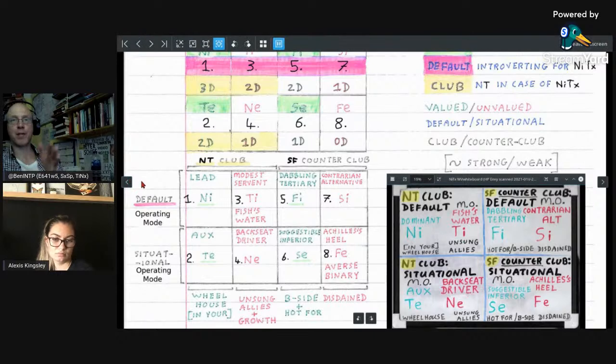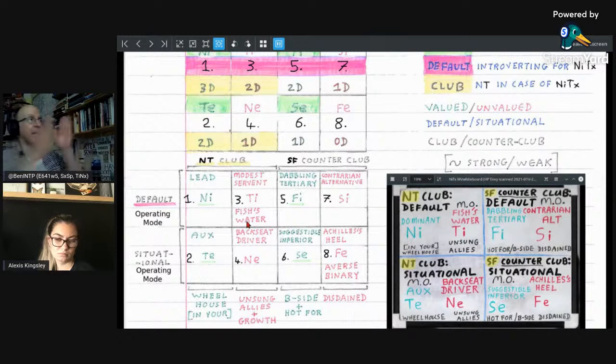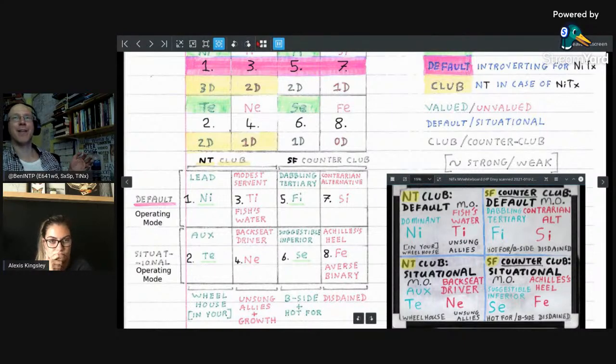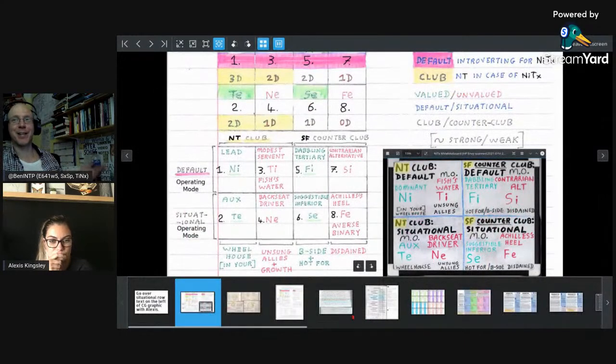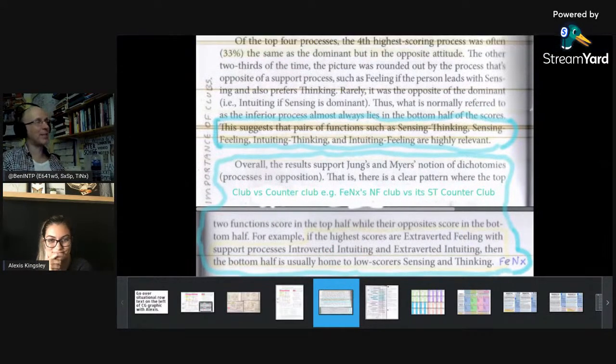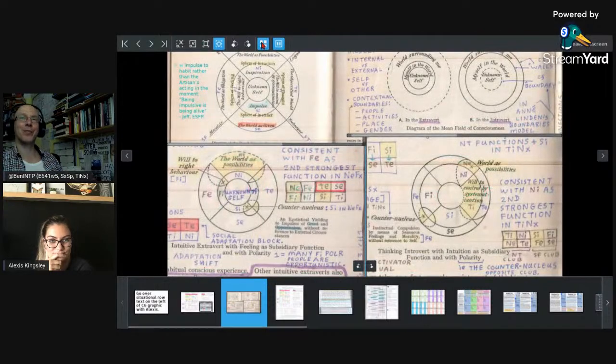And again, the operating mode, default, situational, valued, unvalued, comes from Socionics. And I would say clubs, even the idea of clubs, like NT, NF, SF, ST, that comes from Socionics. And all that stuff, remember with Dario, going through all of the evidence and Dario banging on, hammering home the point. And then Vanderhoek going on about it, and he's got the clubs there.